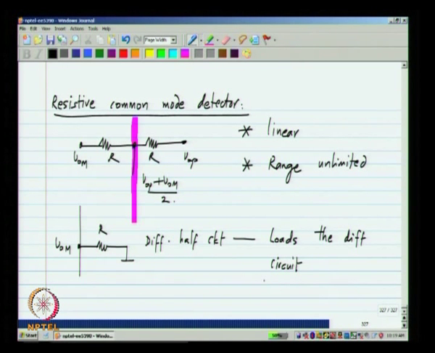So, while the resistive common mode detector is more or less ideal, it loads the differential circuit. That is one disadvantage. For instance, if you use it in a single stage op amp, it will reduce the gain. In order for it to not reduce the gain significantly, the value of R must be as high as possible. There may be practical problems in achieving this, because a high resistance needs a very long and skinny resistor, and that may take up a lot of area.